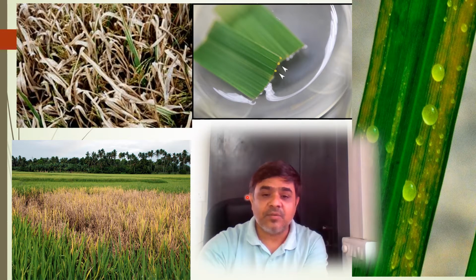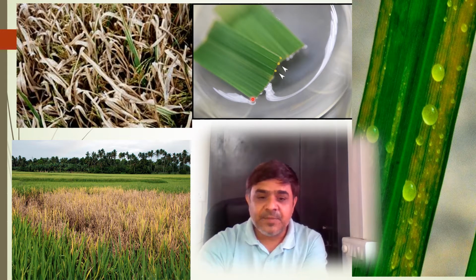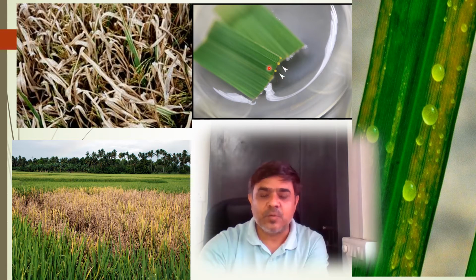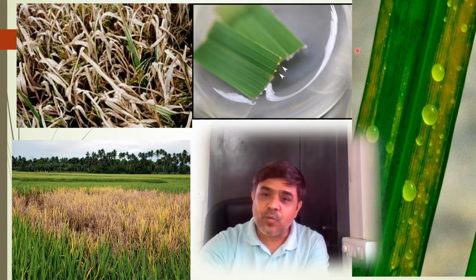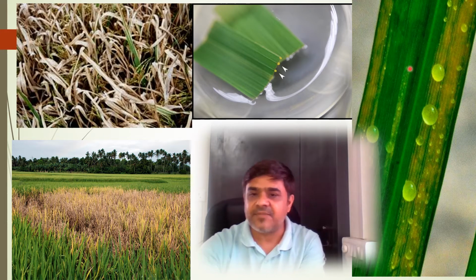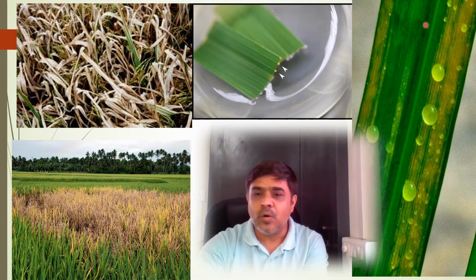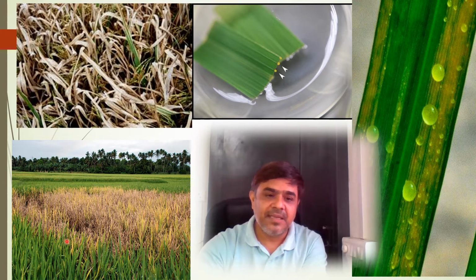If the cut end of the leaf is kept in water, you can see here, it becomes turbid because of bacterial ooze, bacteria coming out from the leaf. You can also observe bacterial ooze early in the morning when there is sufficient dew on the infected leaf, with bacteria coming out into the droplet. And you can observe here a heavily infected field.